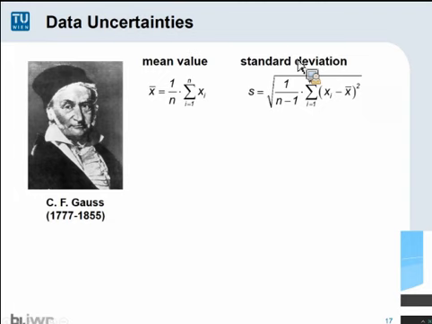I'm pretty sure that you have seen this formula before. So he said whenever you're taking a sample from a population, you take the individual elements of this sample, sum the values up, and divide by the number of samples to get a mean value. And then you can use this formula to calculate something that is called the standard deviation. So this is the deviation of the individual sample values from the mean value.